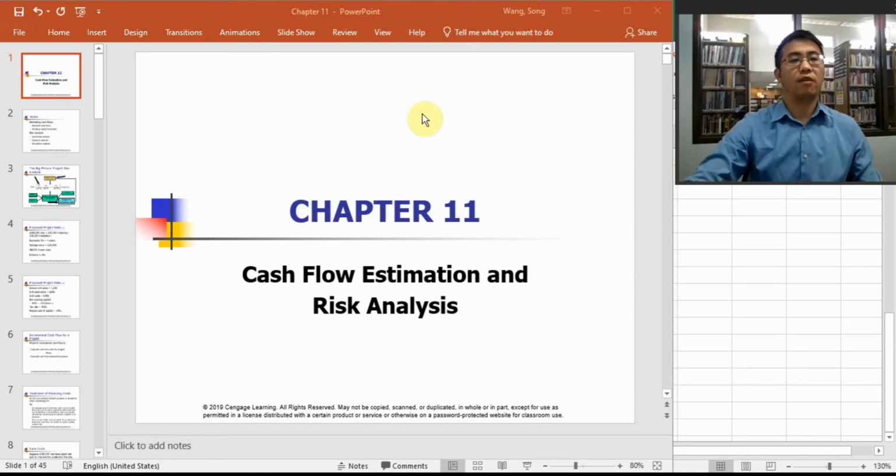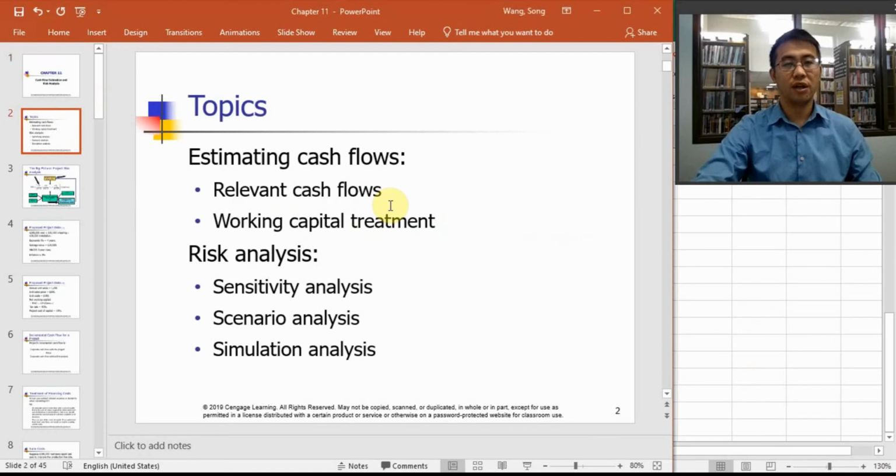So in this chapter, first, we're going to focus on the cash flows. So what cash flows are relevant? Some of the cash flows are actually not relevant, like the sunk cost and the financial cash flows. And some of them are relevant, like the opportunity cost. Even though it's not really happening, we still need to consider that. And also taxes would be relevant. In capital budgeting, working capital needs to be there.